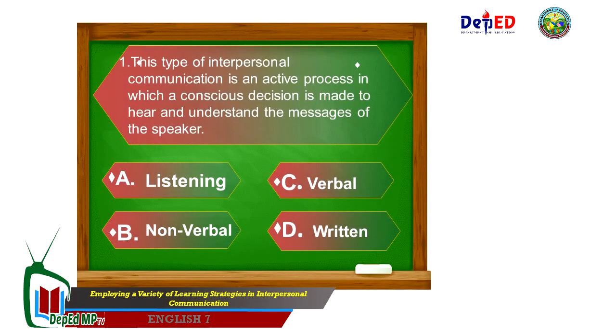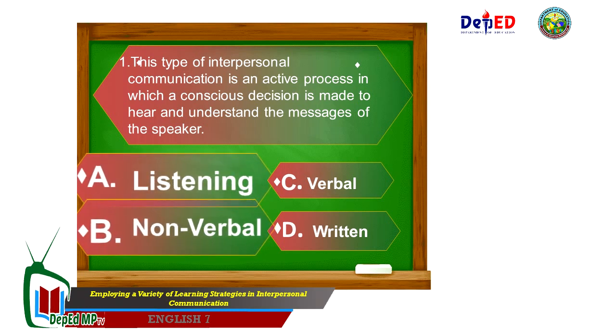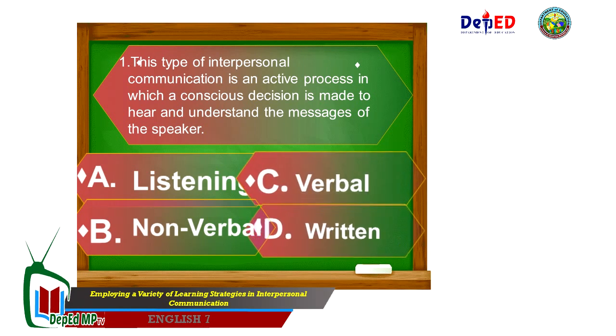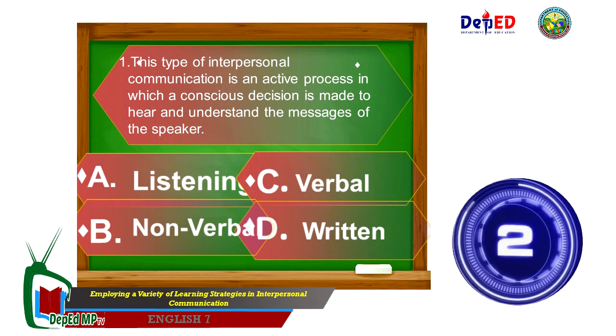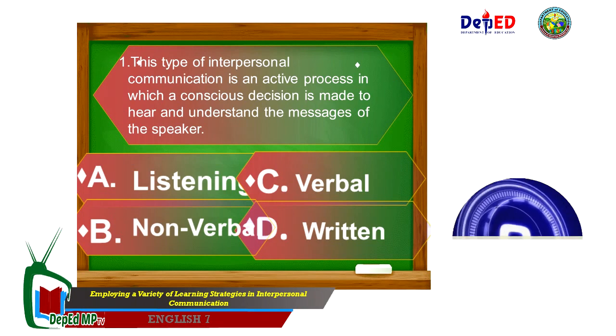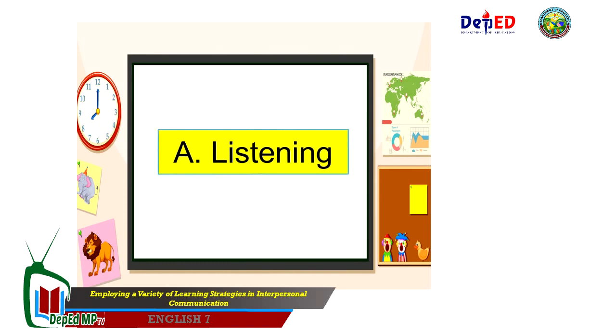This type of interpersonal communication is an active process in which a conscious decision is made to hear and understand the messages of the speaker. A. Listening. B. Nonverbal. C. Verbal. And D. Written. And the answer is A. Listening.